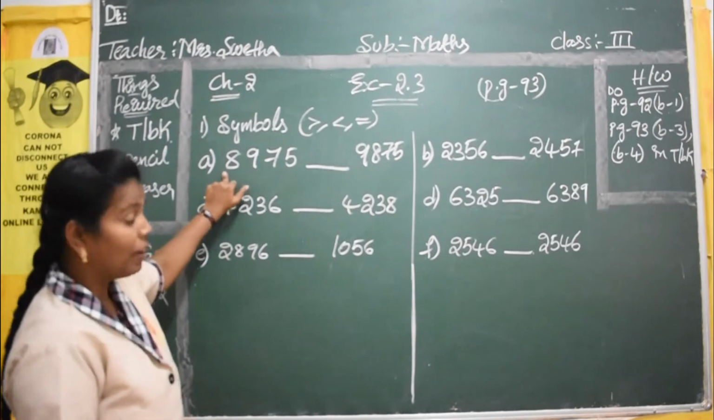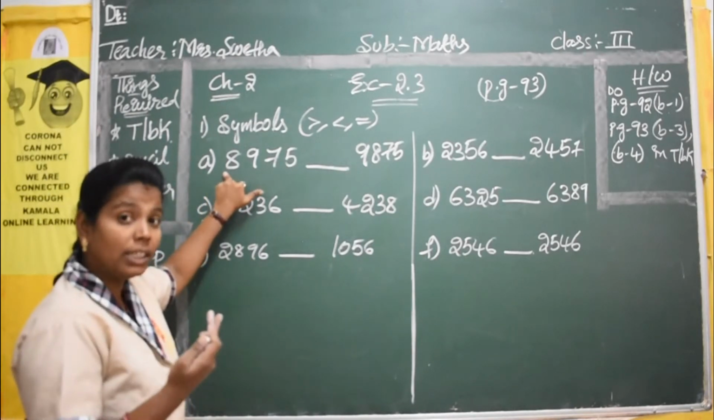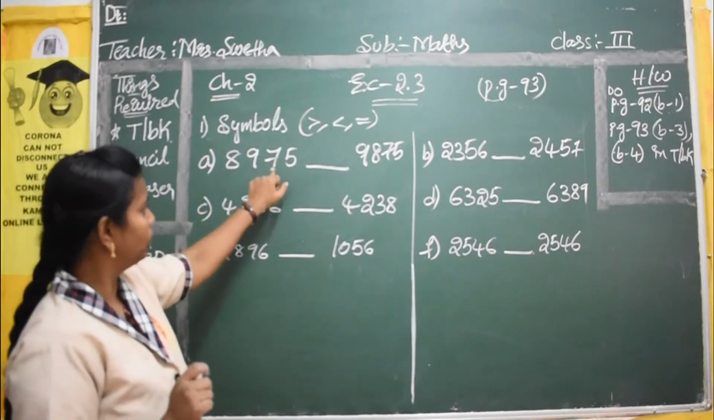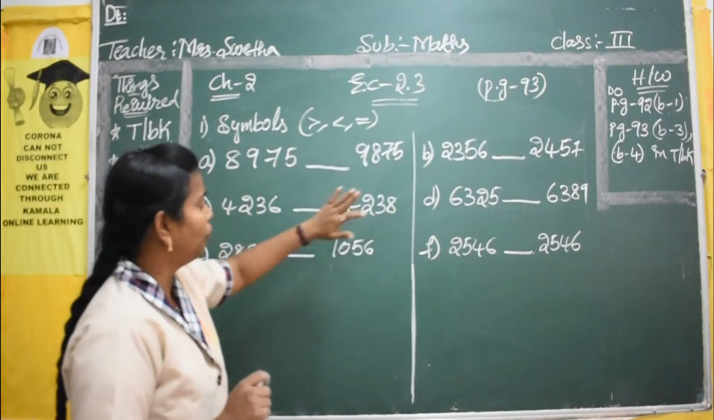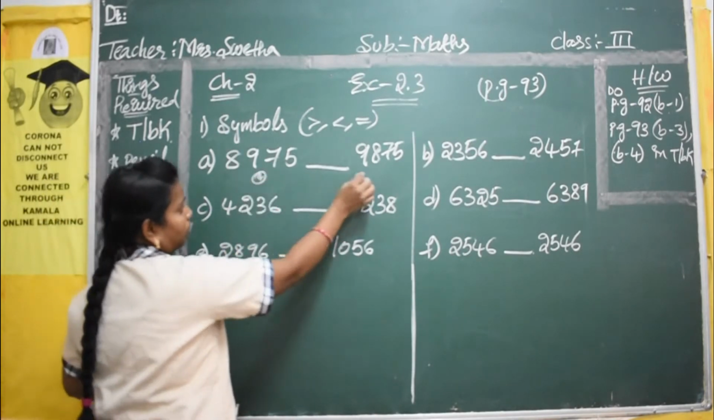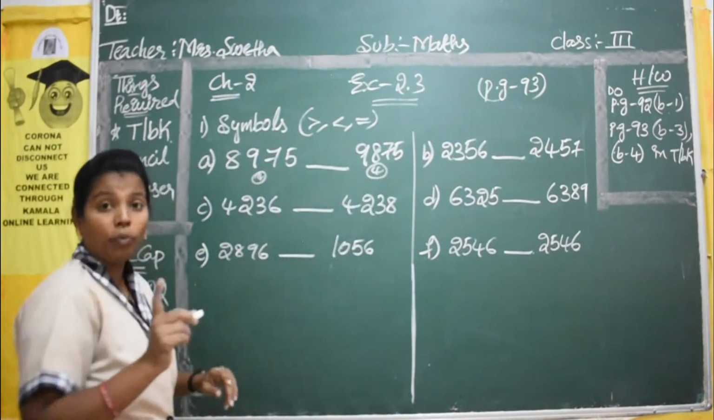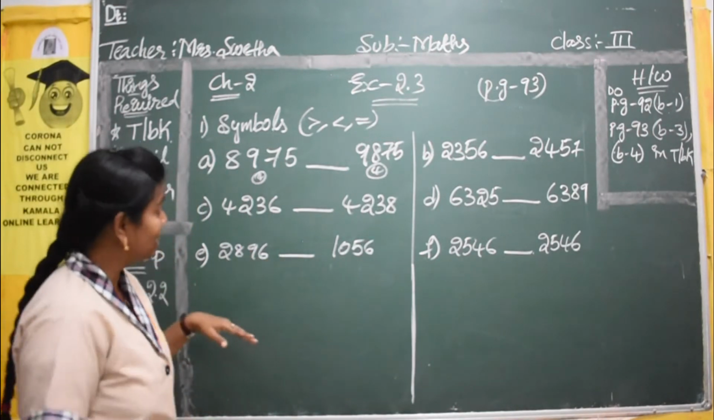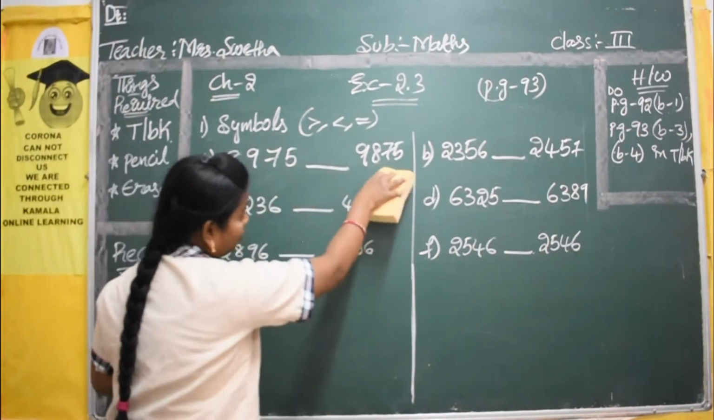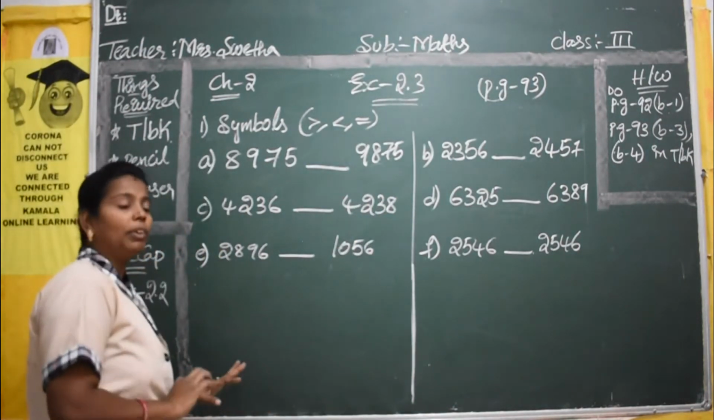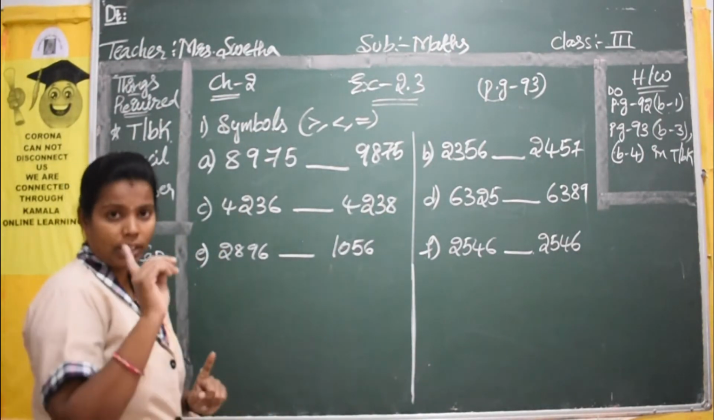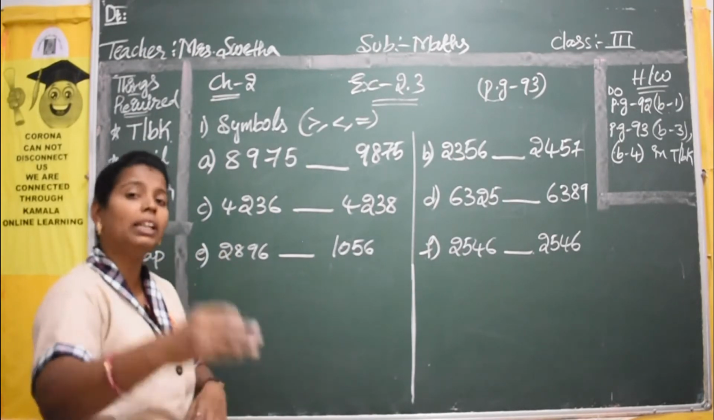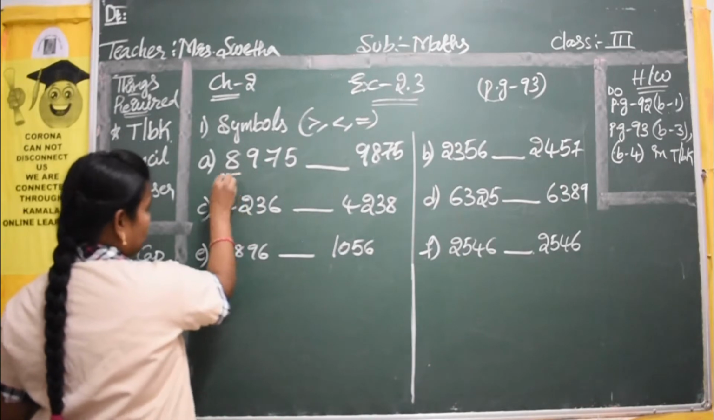See, first you have to count the number of digits and decide which one is bigger. 1, 2, 3, 4. 1, 2, 3, 4. Both sides have 4 numbers, so we cannot find which is the bigger one. In that case, what will we do? We will check each and every number, starting from the first number. If we know by the first number, we will stop there only. If we don't know, we will continue the process. So check the first digit.